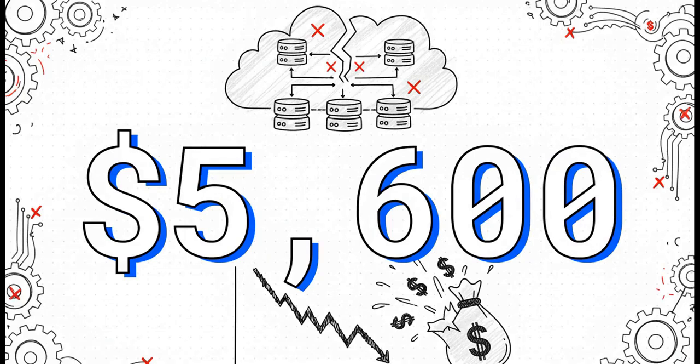Now here's where it gets really serious. For enterprise applications, the average cost of downtime is a staggering $5,600 per minute. All of a sudden, that 4-hour troubleshooting session isn't just a productivity problem, is it? It's a major, major financial hit.